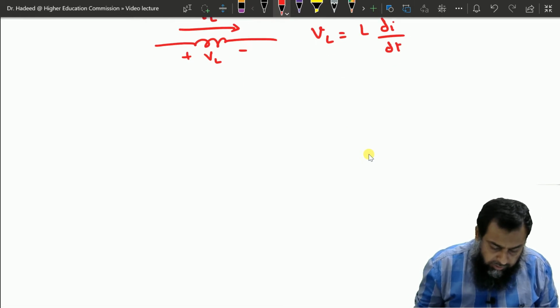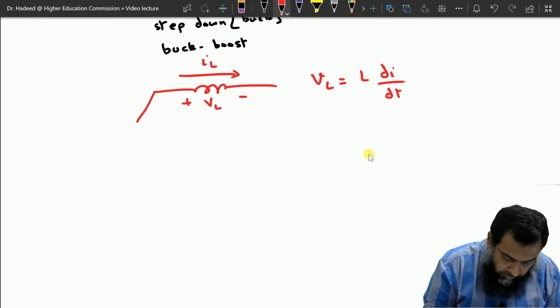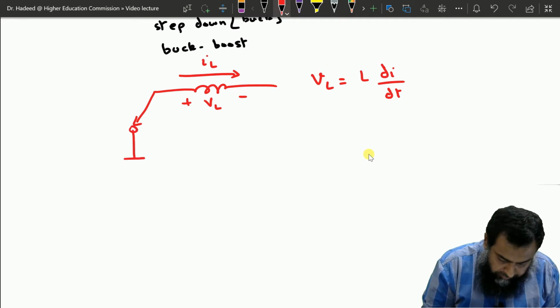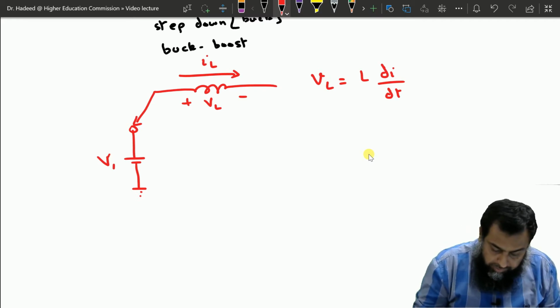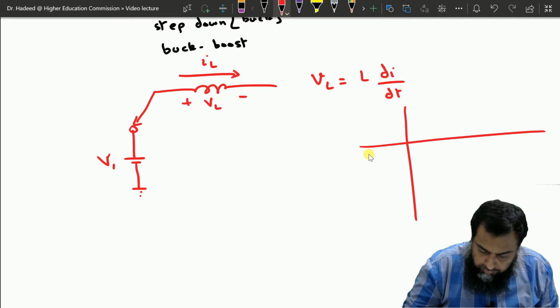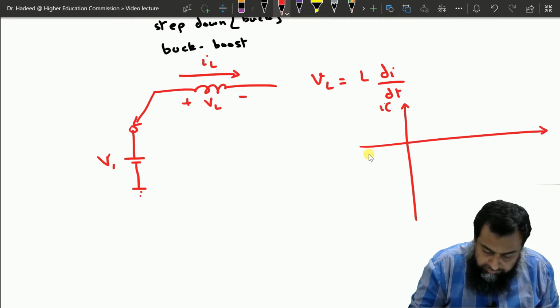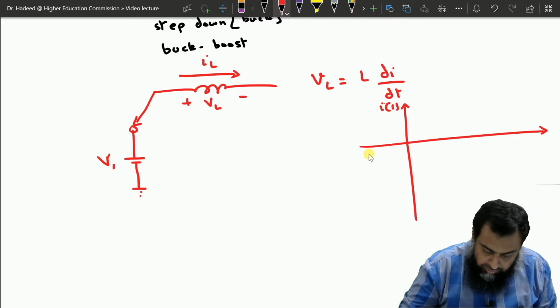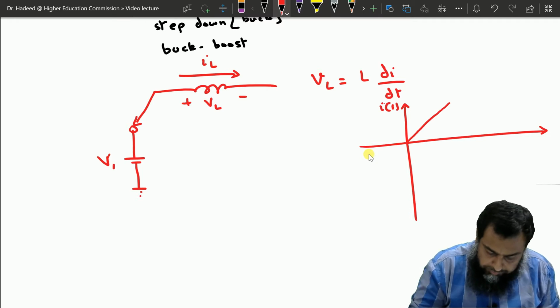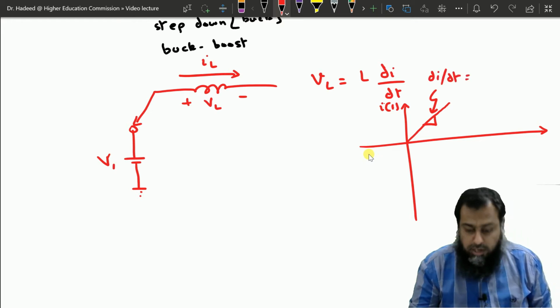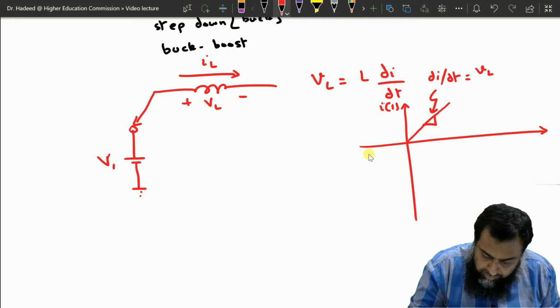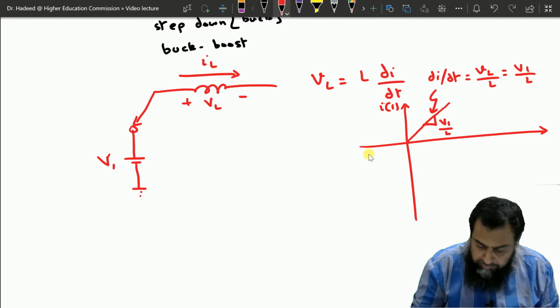So let us say that this particular inductor is connected through some switch. It is connected to a voltage source V1. In that particular case, the current iL across an inductor shall rise from the zero value till some final value at a slope. This slope is known as di over dt. This is the rate of change of the current, and that is equal to VL over L, and that is equal to V1 over L. So we have a slope V1 over L here.